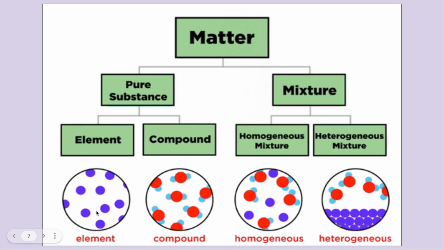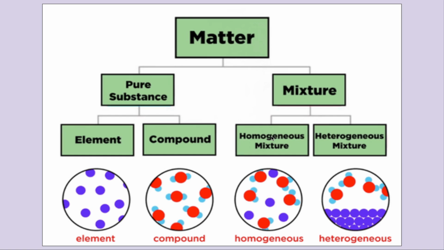Simplest form, the element. A compound will have different atoms of elements put together in a fixed structure. So take a look at this. This has one red atom with two blue atoms, and they all look exactly the same. So this would be a compound because you have different atoms making up an entire type of matter.